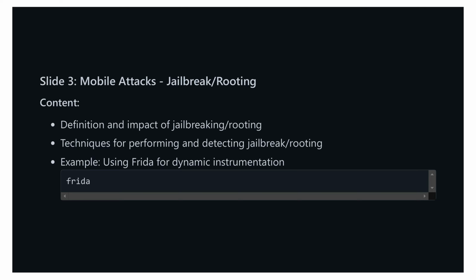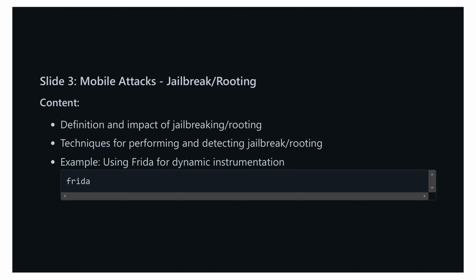Understanding the techniques used to perform and detect jailbreaking or rooting is crucial for anyone involved in mobile security. There are various methods to jailbreak or root a device, ranging from software exploits to hardware manipulation. However, detecting whether a device has been tampered with can be more challenging and often involves monitoring specific system behaviors and configurations. A practical tool for working with jailbroken or rooted devices is Frida.